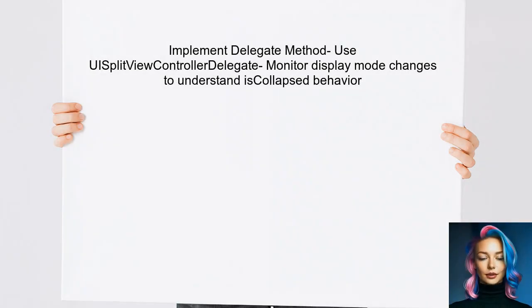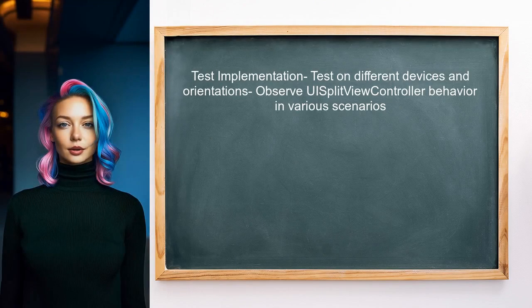Additionally, the user can implement the delegate method to monitor changes in the split view controller's display mode. This will help in understanding when and why the isCollapsed property changes. Finally, the user should test their implementation on different devices and orientations. This will provide insights into how the UISplitViewController behaves under various conditions.